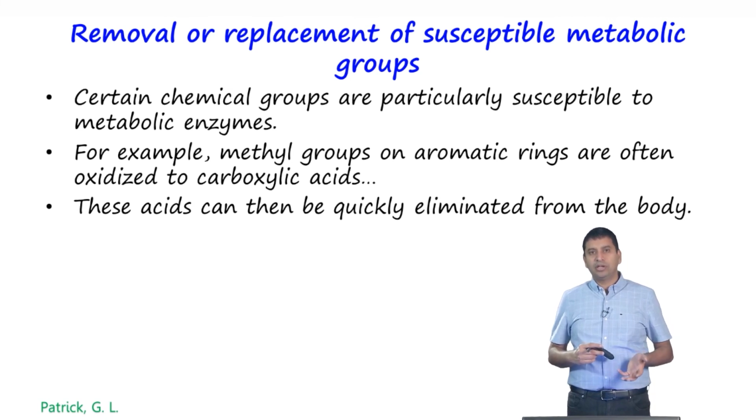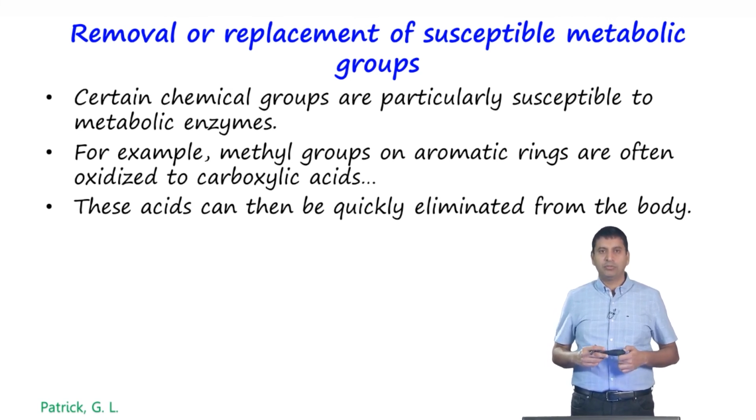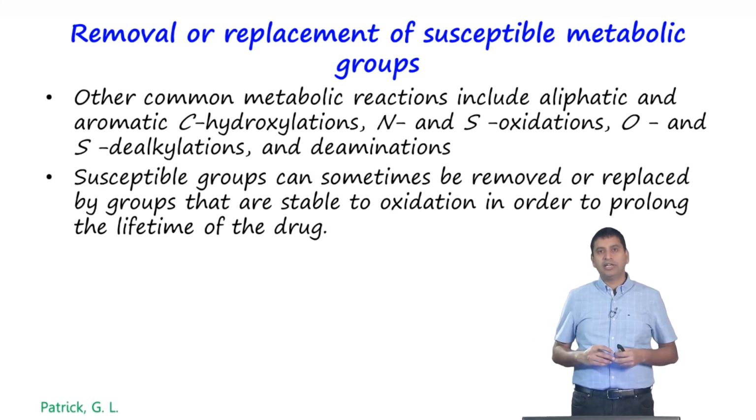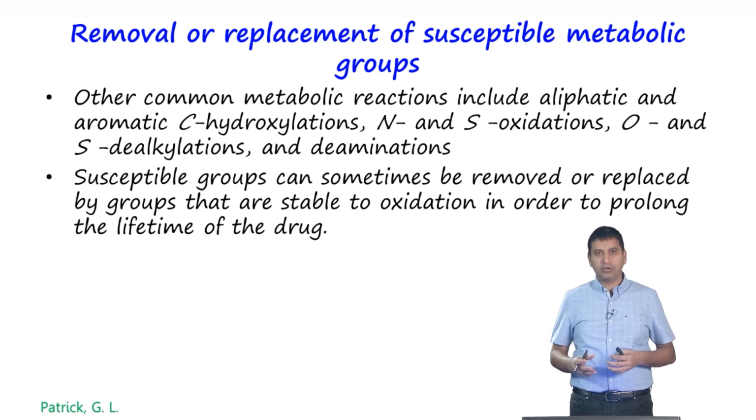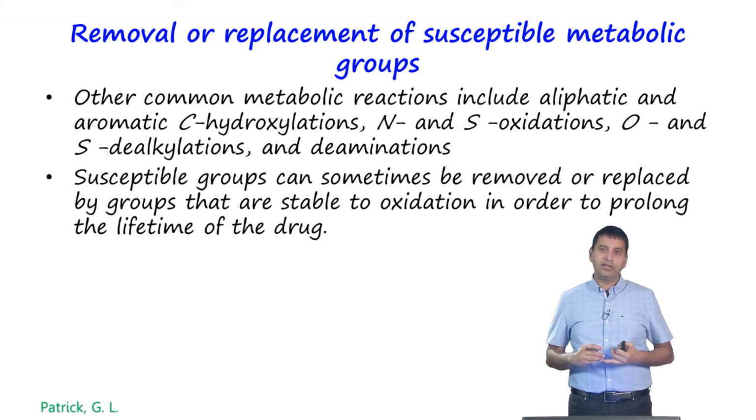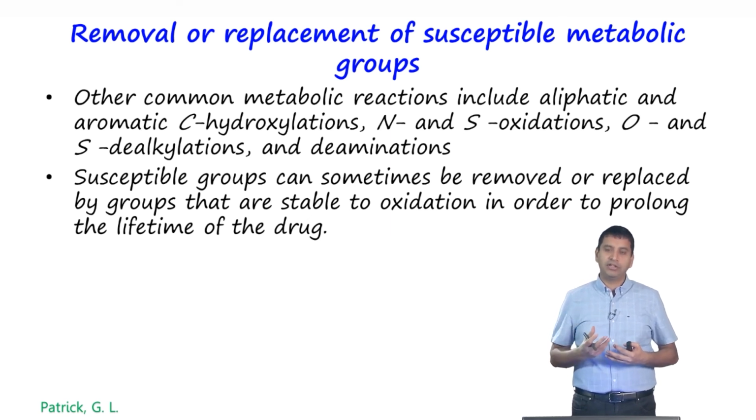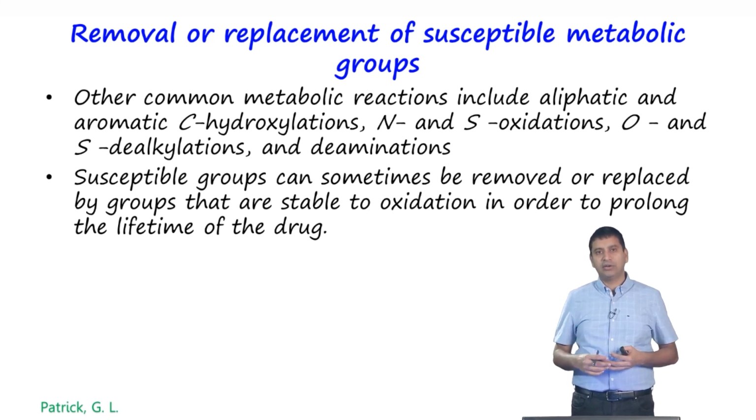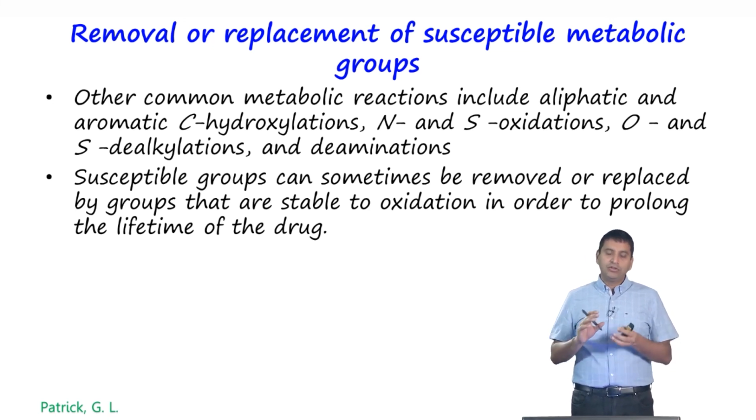Certain chemical groups are particularly susceptible to metabolic enzymes. Methyl groups on aromatic rings, for example, are oxidized all the way up to the carboxylic acid. And once they are oxidized, these acids can be quickly eliminated from the body. The other common metabolic reactions include aliphatic and aromatic C hydroxylations, nitrogen or sulfur based oxidation, that means converting an amine to an N oxide. You can also have sulfur oxidations, to sulfonic acid and so on. You can also have dealkylations next to a heteroatom, and deaminations. So, if these groups are not going to be important, you can actually remove them or replace them by other groups which are not prone to oxidation.